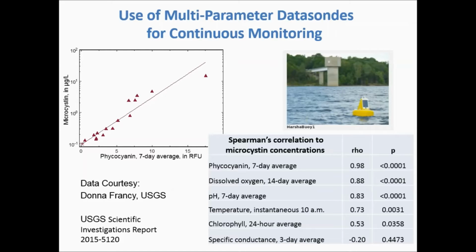Another very useful tool is multi-parameter data sondes. These sondes can be equipped with multiple sensors, the most valuable for HAB monitoring, again, being the phycocyanin sensor. This data is courtesy Donna Francy at USGS and shows the correlation between phycocyanin and microcystins. In this lake, there's a 0.98 correlation demonstrating the high value of these sensors for useful real-time monitoring. DO and pH also had very good correlations. And you can get the full data set in the USGS Scientific Investigations Report cited on the slide. Next slide, please.